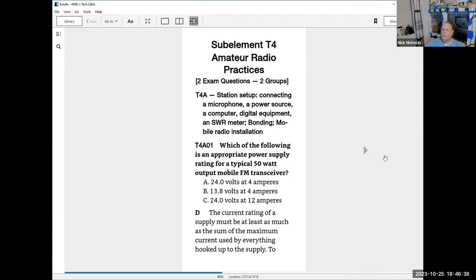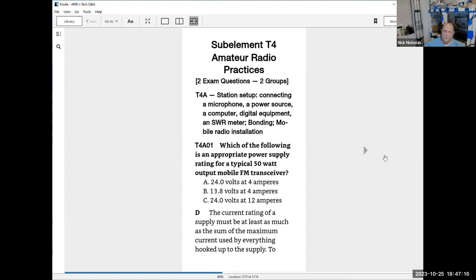By the way, D says the correct rating of supply must match the sum of the maximum current used by everything hooked to the supply. That's true. So if you're buying a power supply for your station, you know you've got a 50-watt mobile, you don't want to buy just a 4 ampere power supply. It will power just the mobile, but you're probably going to have other little things you're going to attach to it too.